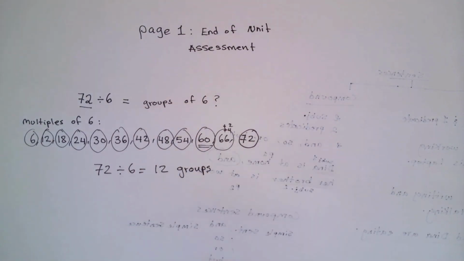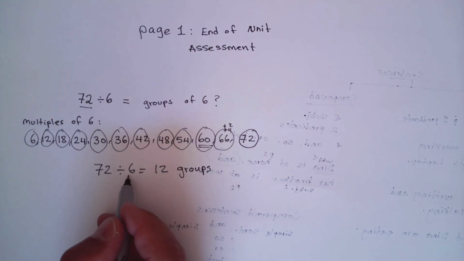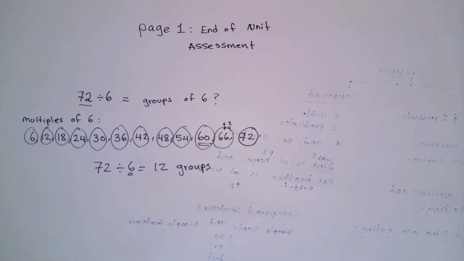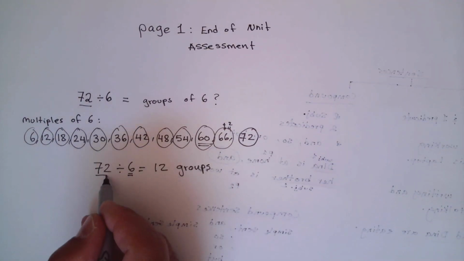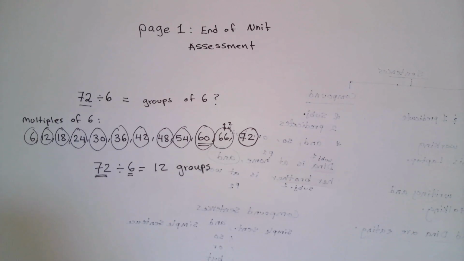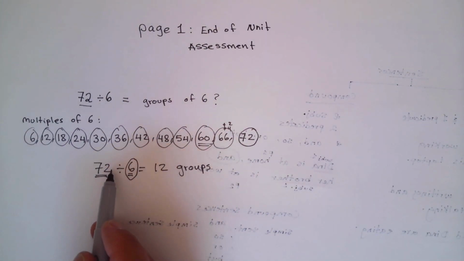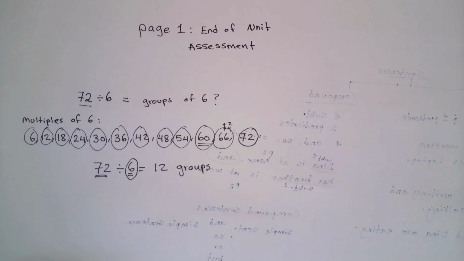Okay? So division means how many groups of the divisor do we need to get to the dividend 72? How many groups of 6 do we need to make 72?